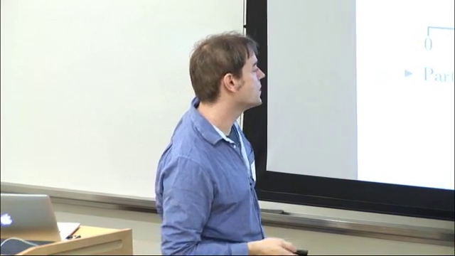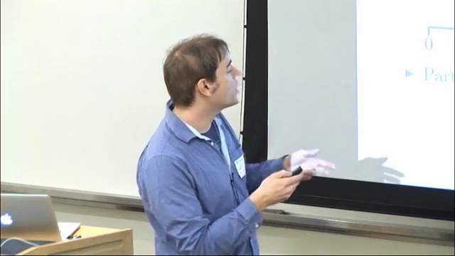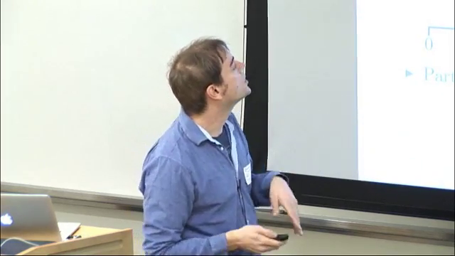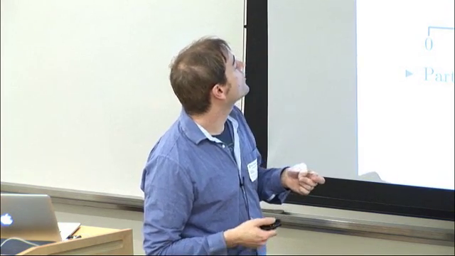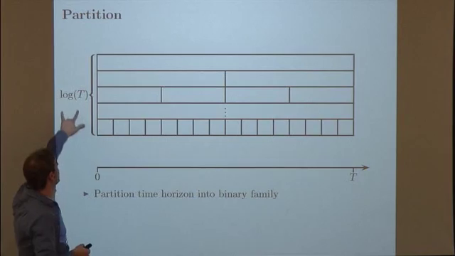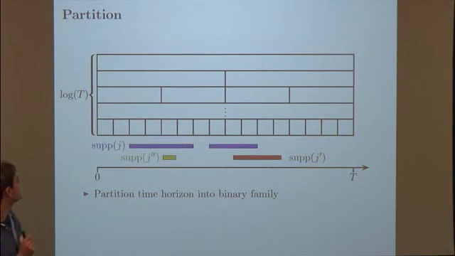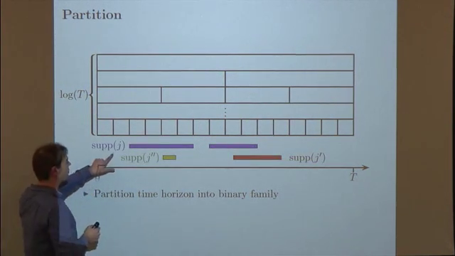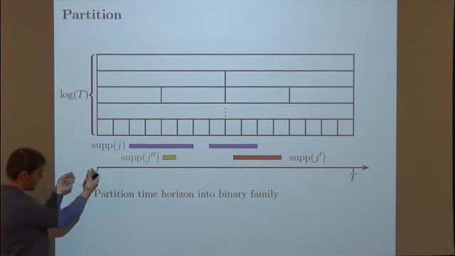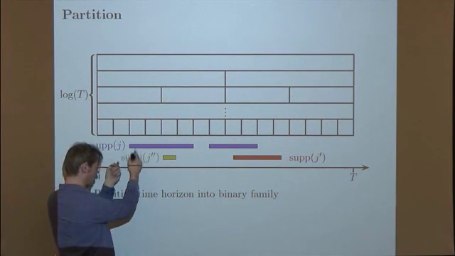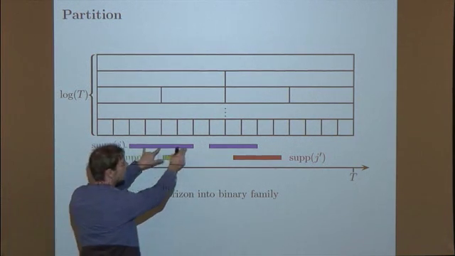First, if this is the time horizon, let's look at a binary partition of that time horizon. We always partition everything into two intervals of the same length, so we need log T many levels. Now let's imagine that these are jobs, and let's look at the support of jobs. These are the times where the Lasserre vector has some positive probability of scheduling the job. They don't have to be intervals; the support doesn't need to be consecutive.